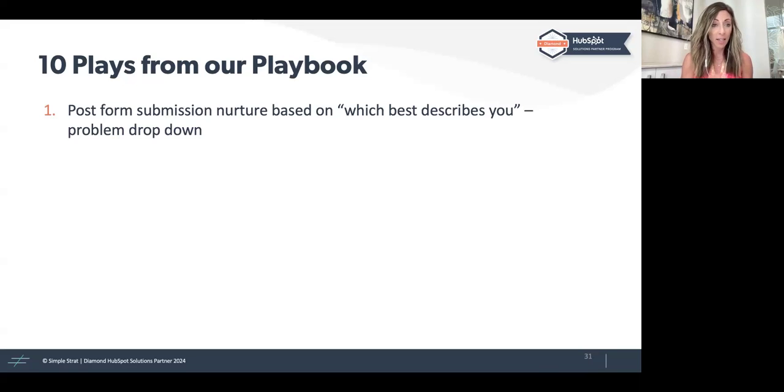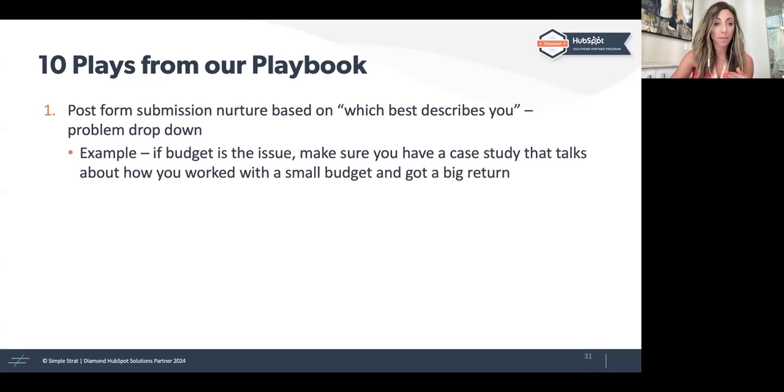I am a leader considering buying HubSpot. Again, I'm making these up on the fly, but if you have questions like that, based on how someone answers that question, those are problem statements that could most likely correlate to a case study. So post form submission, thank you for whatever. And then the next day they might get an email: "Hey, we thought you might be interested in this." And the interest should correlate well based on their self-professed drop-down selection.